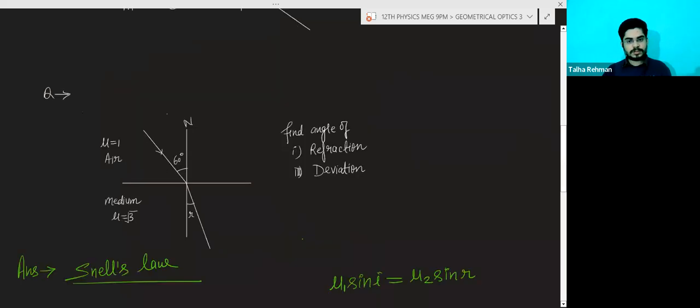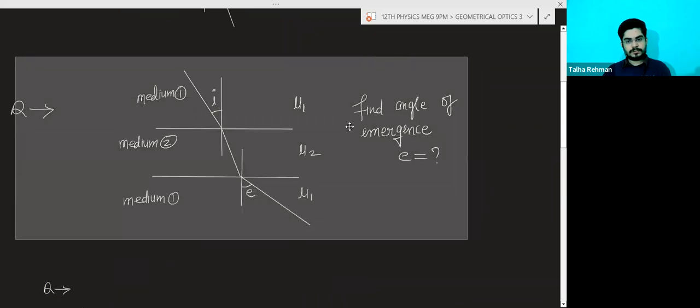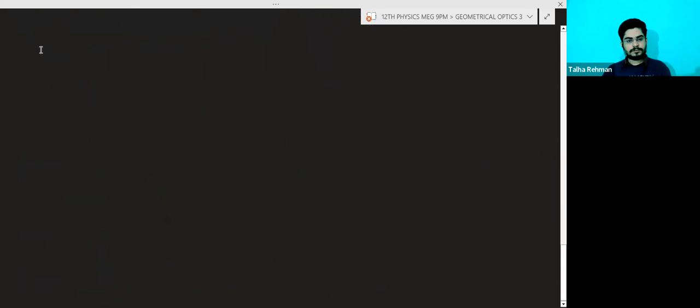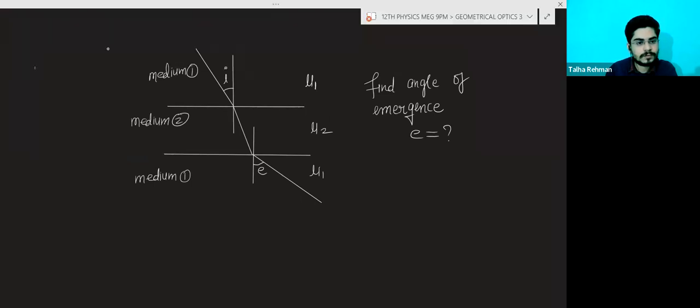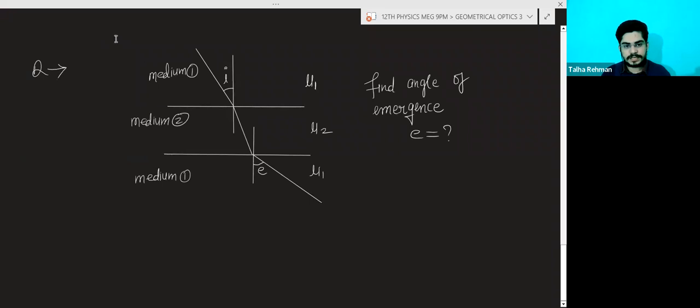Okay. Now another question. In this question, a ray of light, all the things are given. The angle of incidence is given. This is medium one, medium two, and again medium one. Light is traveling from one medium to another, and then again entering the same medium. The refractive index of this medium is mu1 and of the other medium mu2, and again mu1 because the medium is the same. We want to find this angle E, which is known as the angle of emergence.